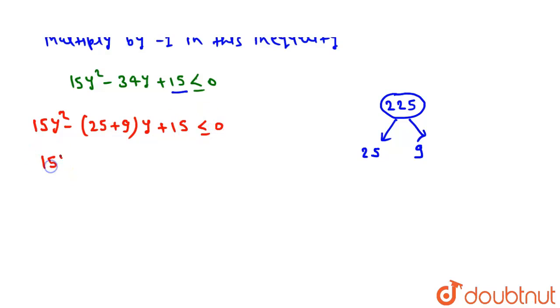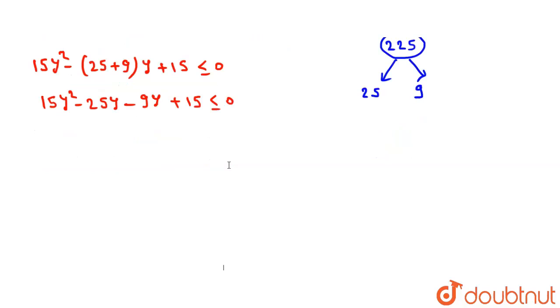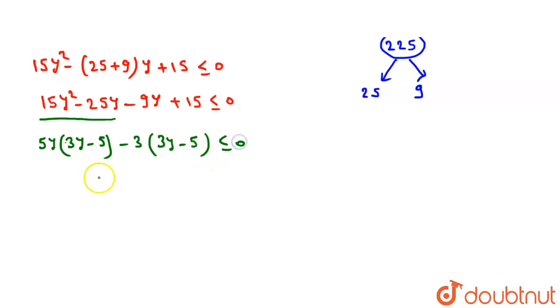Now in the next step we can write 15y square minus, open the bracket, so this is 25y minus 9y plus 15 less than or equal to 0. Now in these two terms we take common 5y, so this is 5y into 3y minus 5, minus here we take common 3, so we get 3y minus 5 less than or equal to 0. Now we take common 3y minus 5, so we get 3y minus 5 into 5y minus 3 less than or equal to 0.